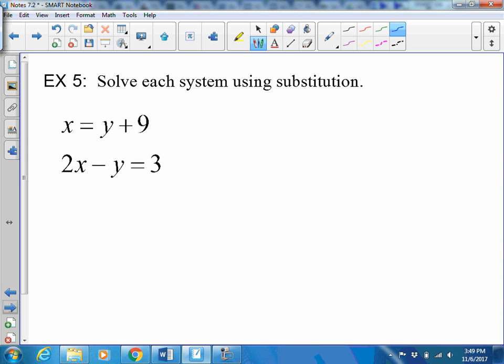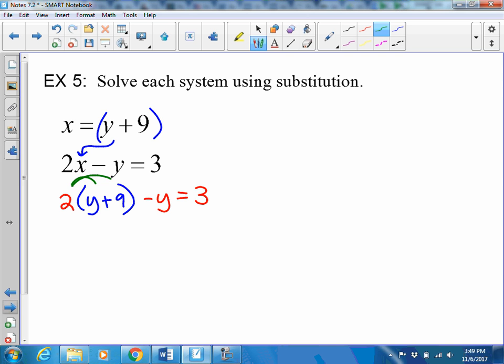All right, let's look at another. So again, you might want to pause the video, see how you do on this on your own, and then come back. All right, I'm going to take the expression for x, substitute it in place of x here. So I'm going to have 2, plug in what x is equal to, y plus 9. And then write the rest of the problem out. Minus y equals 3.